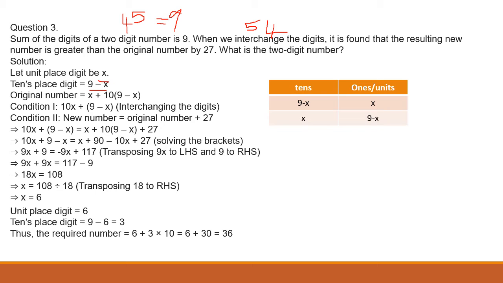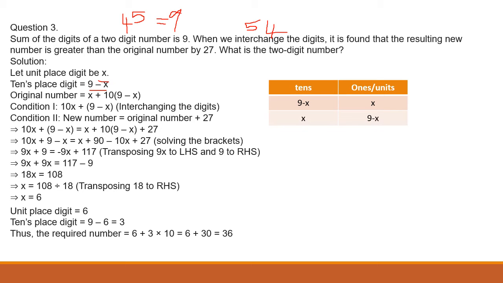x is the units place digit, children, plus in the tens place 9 minus x is there. By its place we want to multiply it by 10. So x plus 10 into (9 minus x) is the original number.